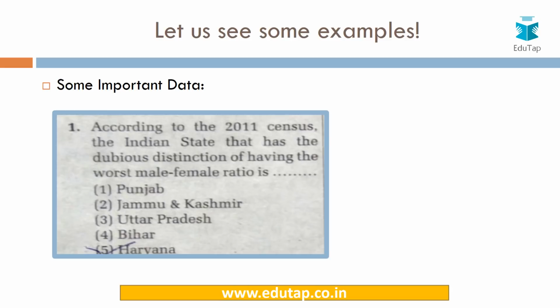So here, the first section we are dealing with is the important data section. There's just one question which we shall be discussing. So the question that came in the paper was, according to the 2011 census, the Indian state that has the dubious distinction of having the worst male-female ratio is. So friends, here we see that it is a very straightforward question, provided you have memorized certain important facts which were related to 2011 census. So again, I'm repeating myself, this is just fact-based questions.